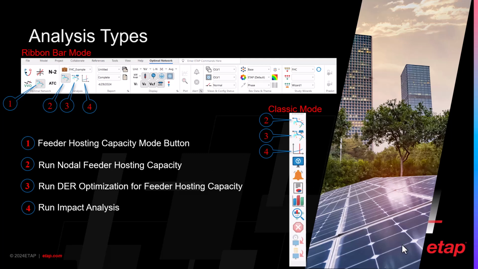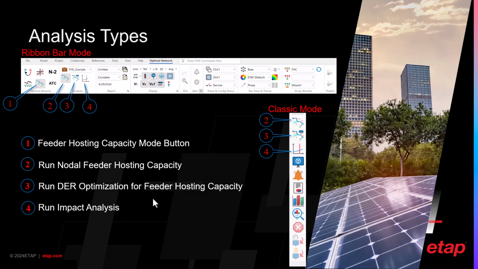Feeder hosting capacity is part of ETAP 2024, where we have recently transitioned from a classic toolbar interface to a more modern, stylish ribbon bar mode. So in this ribbon bar, you need to first use the feeder hosting capacity mode button to navigate into the mode.